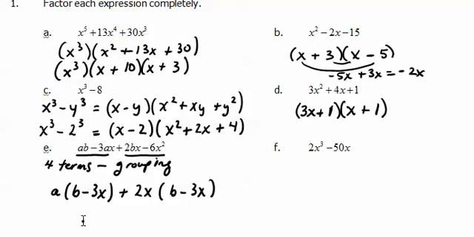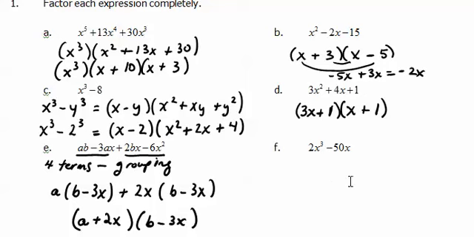Now I put them together, so a plus 2x is my first set of parentheses, and b minus 3x is in the second set of parentheses. You could check your work then and notice that when you do the first, you get ab. The second, you get the outer is negative 3ax. The inner is plus 2bx, and the last is negative 6x squared.